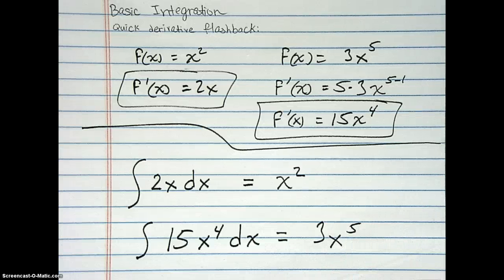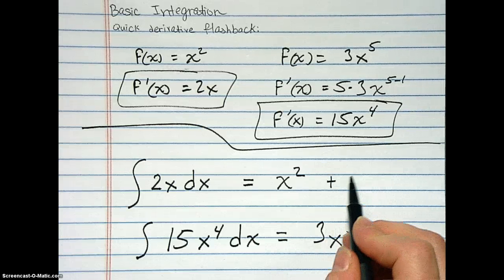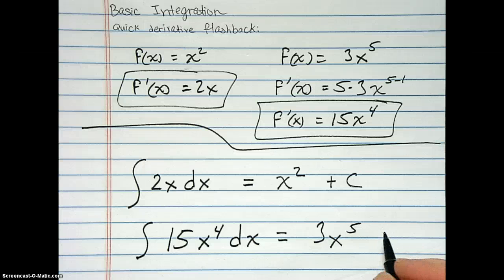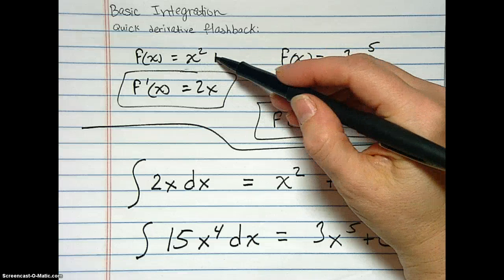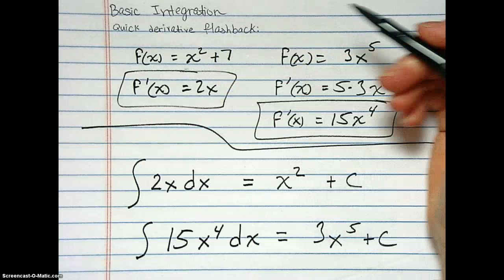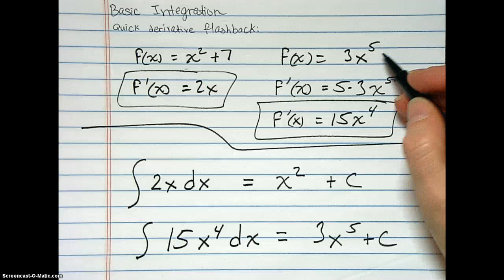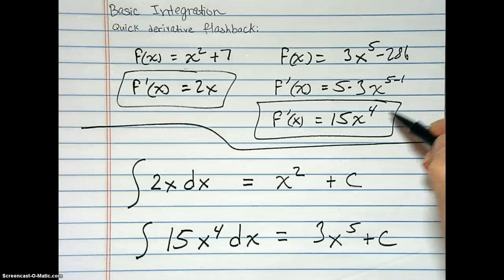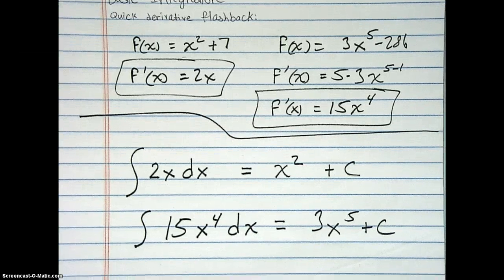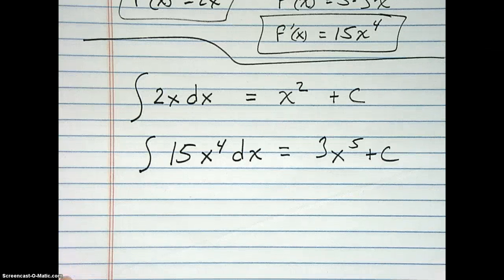Then we actually have to do this thing called plus c. It's not really called plus c. We have to add a constant, because if we had x squared plus 7, the derivative still would have been 2x. And if we had 3x to the fifth minus 286, the derivative would still be 15x to the fourth, because the constants go away because of what the derivative is, which we talk about in class, not right here.